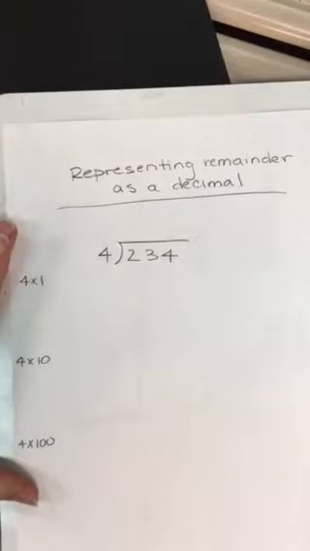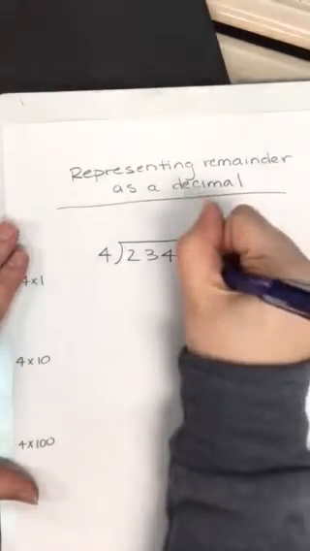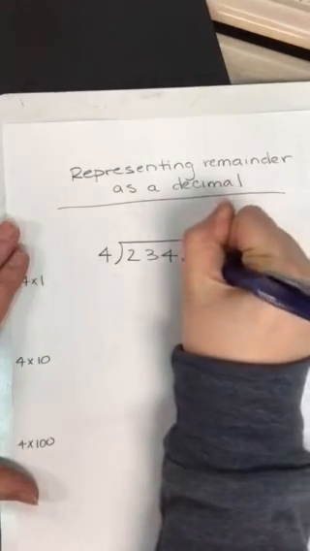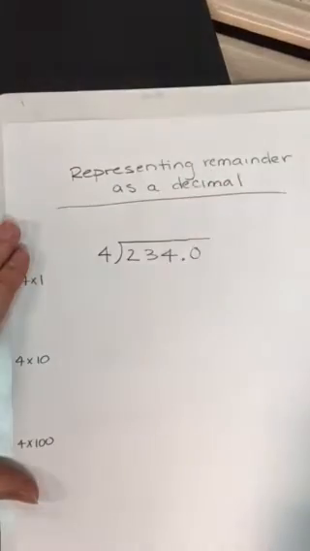Representing remainder as a decimal. So my problem is 234 divided by 4. So I'm going to put a decimal at the end of my number and add a 0, just so that if I come across the answer with the remainder, I'll be able to solve for it.